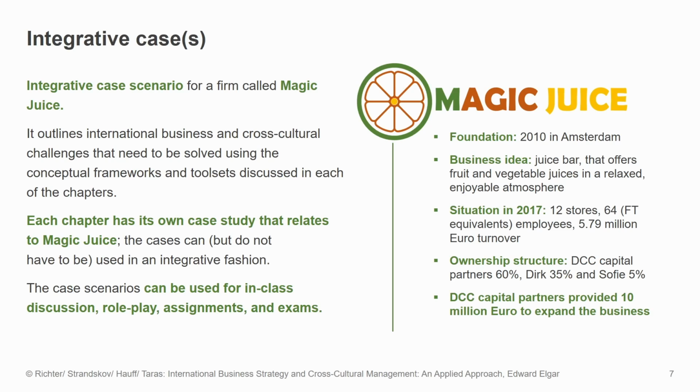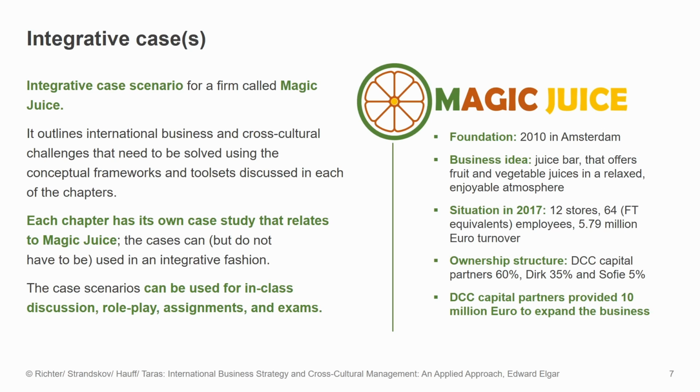In addition to these more illustrative cases, we have developed an integrative case study for a company that we invented called Magic Juice. Magic Juice is a juice bar chain founded in Amsterdam in 2017. And the wonderful news is they have received money from a capital partner that they can use to jump into international expansion. In each of the chapters, Magic Juice faces new challenges, from selecting markets, entering these markets, developing strategic positioning, and so forth.